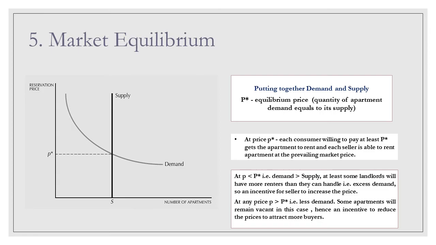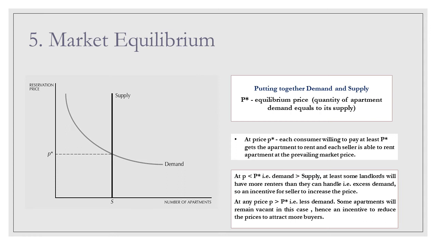Many times this is one of the grave mistakes which students make whenever they are trying to work on problems. So this P star is the equilibrium point, and given that, if a price lower than this is being offered, you have excess demand, right? So at least some landlords will have more renters, because if you are offering below the equilibrium, definitely people will demand more from you. That is going to remain the case, and at any price which is greater than P star, you have fewer buyers, right?